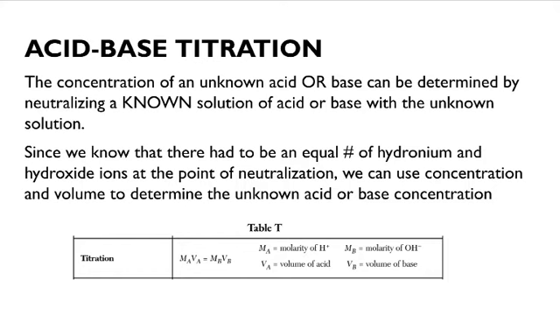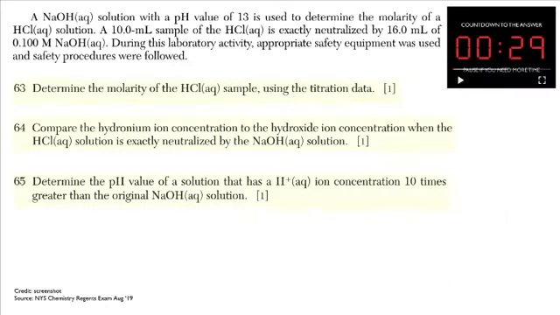We're going to do several practice problems now. A sodium hydroxide solution with a pH value of 13 is used to determine the molarity of a hydrochloric acid solution. A 10.0 milliliter sample of hydrochloric acid is exactly neutralized by 16.0 milliliters of 0.100 molar sodium hydroxide. During this laboratory activity, appropriate safety equipment was used and safety procedures were followed.